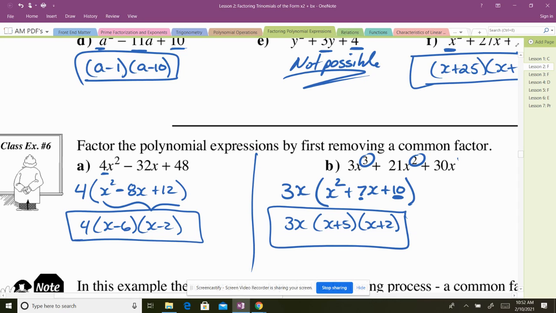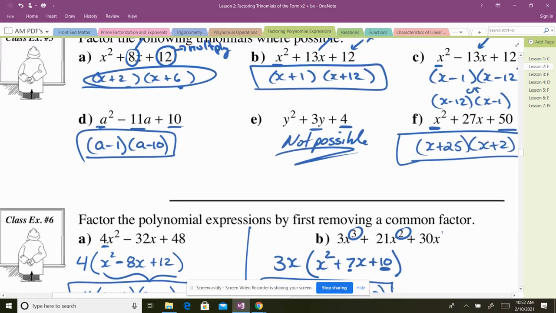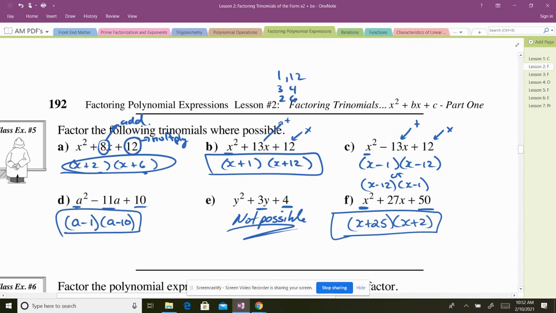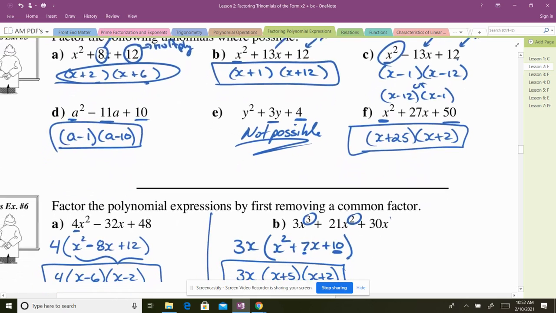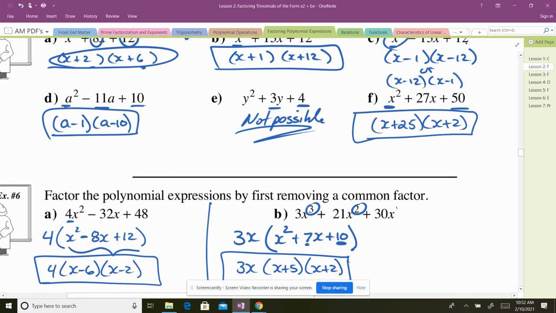All right? So if it has a 1 in front of the x squared, what multiplies to the end adds to the middle. If it has any number other than 1, you're going to have to take out a common factor and then do that factoring of a trinomial on the inside.